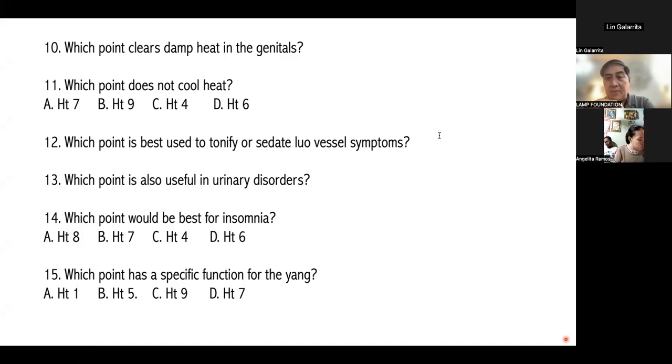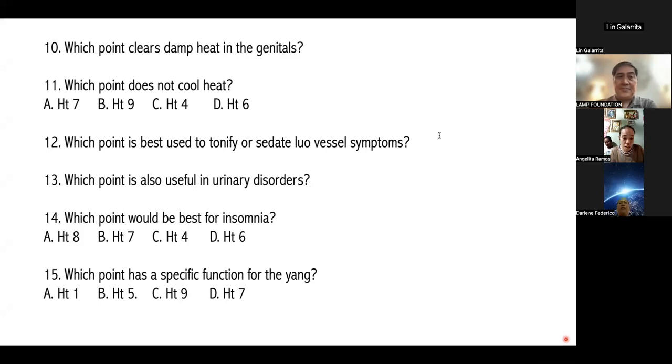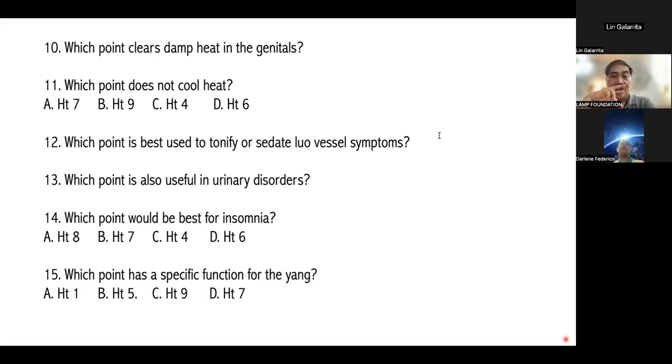Okay, number 11, Ma'am Angelita, what is your answer? My answer, Doc, is letter C, heart 4. Okay. Ano ba yung heart 4 na yan? Can you tell us about heart 4? Hindi siya masyadong popular, no? Yes, okay. Doc. Wait lang.